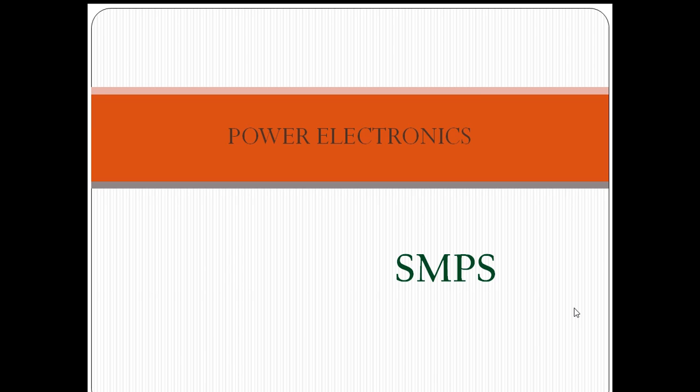So for that, a regulated DC power supply is needed for linear and digital IC based electronic circuits and control systems. For this purpose, conventional and linear power supplies are also available, which is an AC to DC converter where the output DC voltage is maintained.